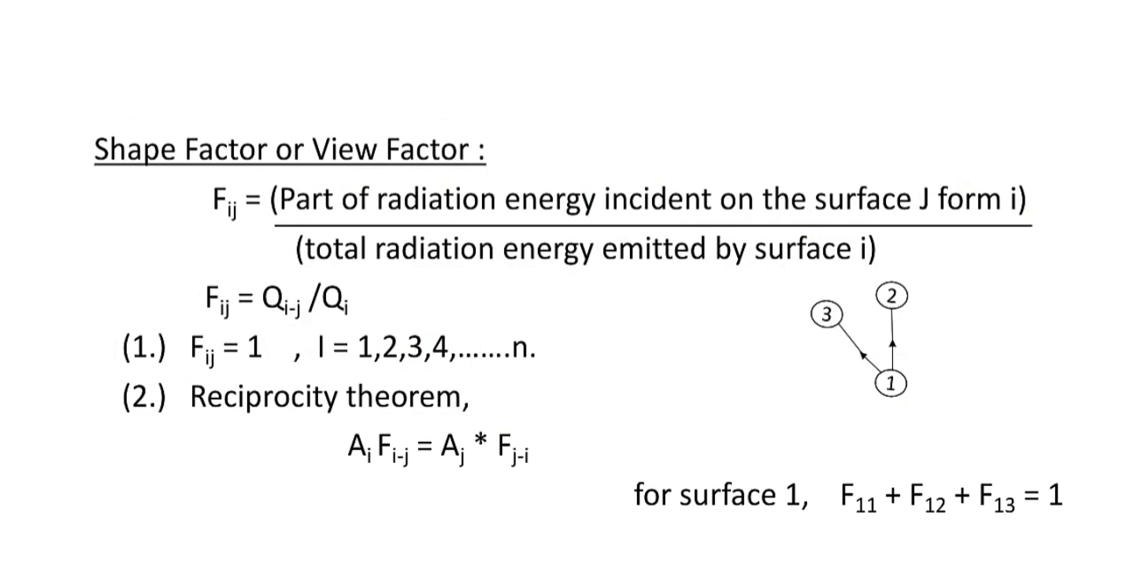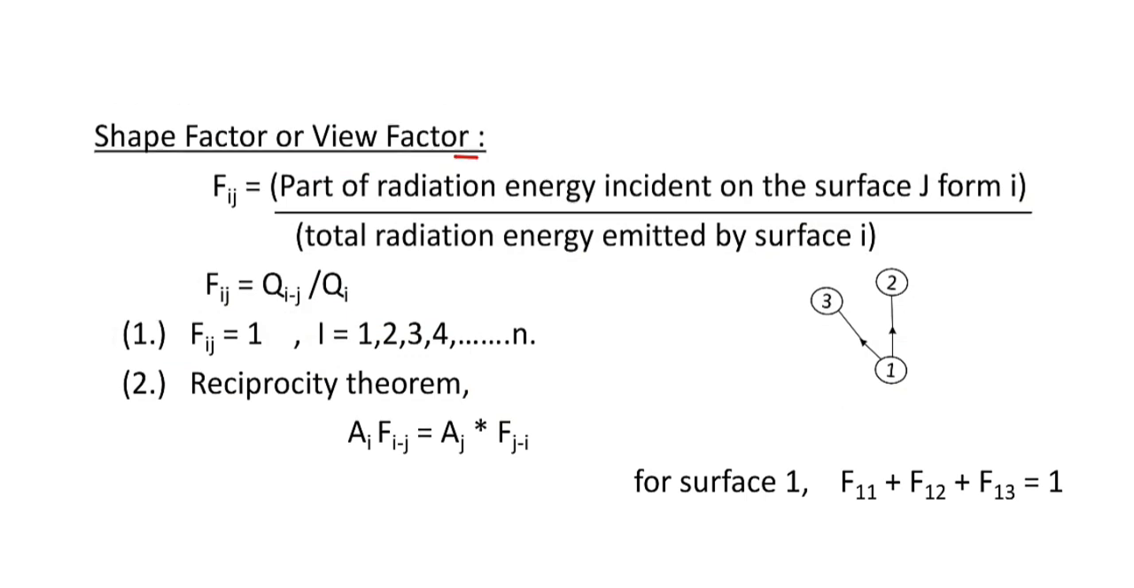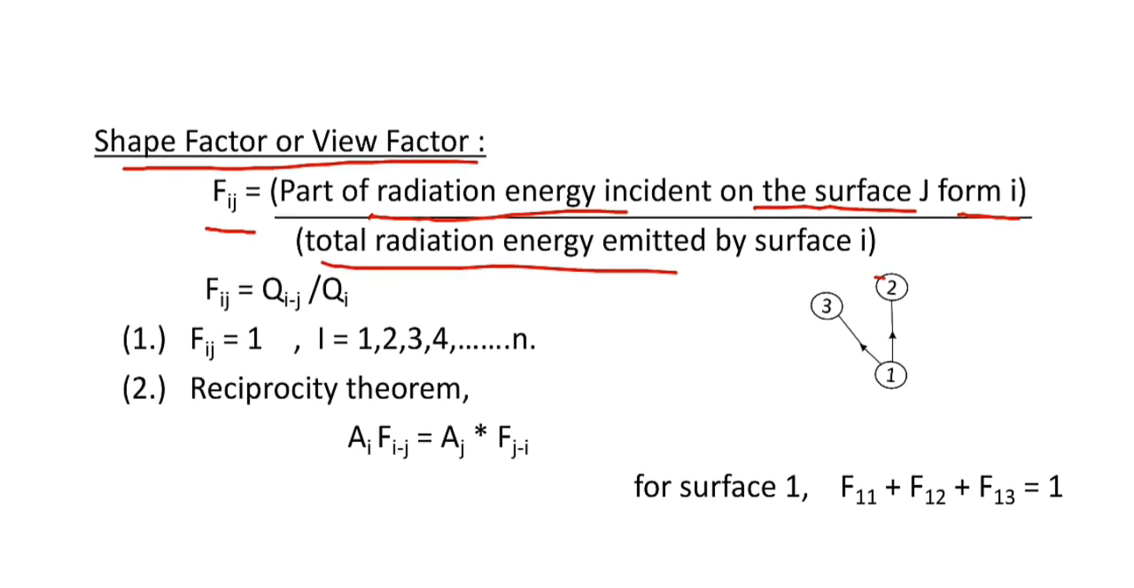So first I want to give some idea about shape factor. Shape factor or view factor, that is Fij, is defined as the part of radiation energy incident on surface j from surface i divided by the total radiation energy emitted by surface i, and it can be written as Fij is equal to Qij divided by Qi.